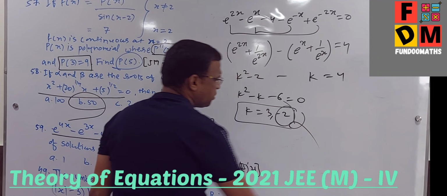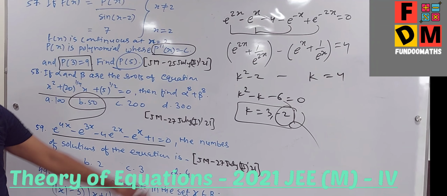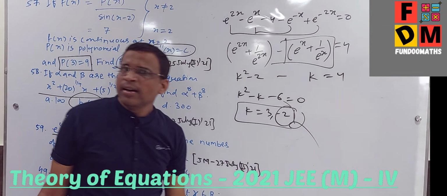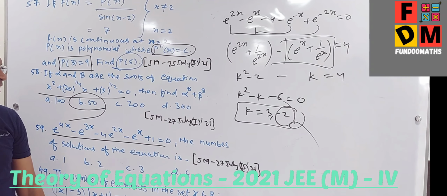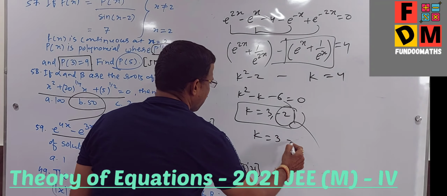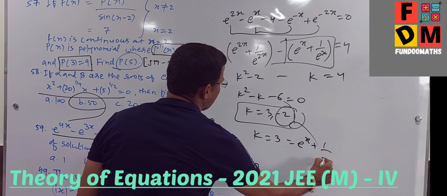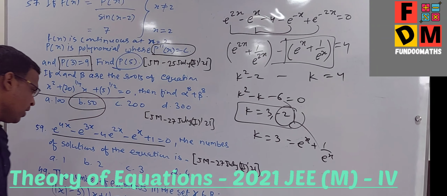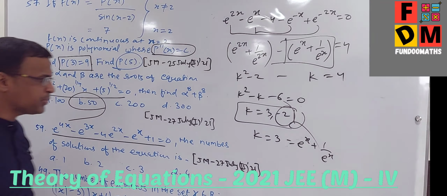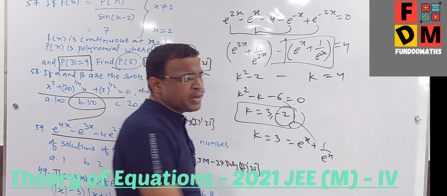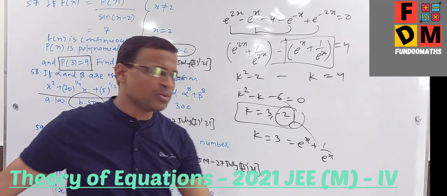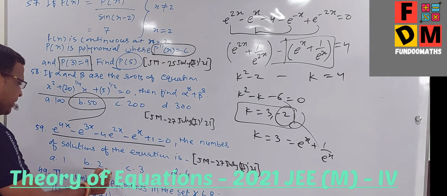K cannot be negative. It's an exponential function. K is this, e power x plus 1 upon e power x, so it can never be negative. Fine. So you got k is equal to 3. So what is k? E power x plus 1 upon e power x. What they ask is the number of solutions of this equation. How many solutions? Fine. So can I make a quadratic out of this? Put e power x as t. So the quadratic should have 2 solutions. So can I take this?